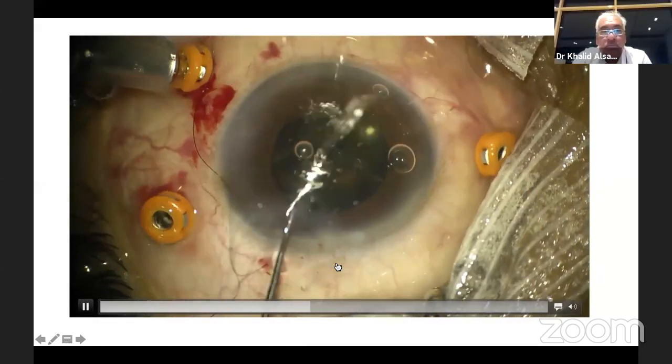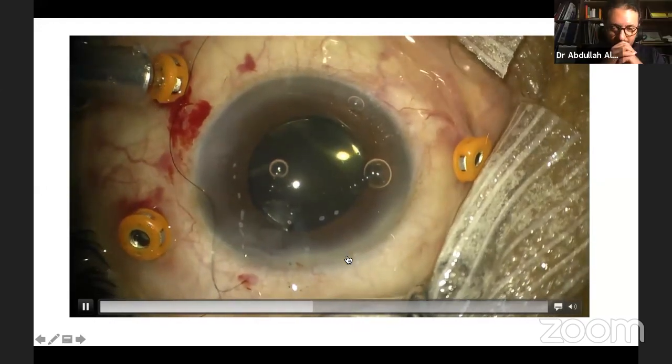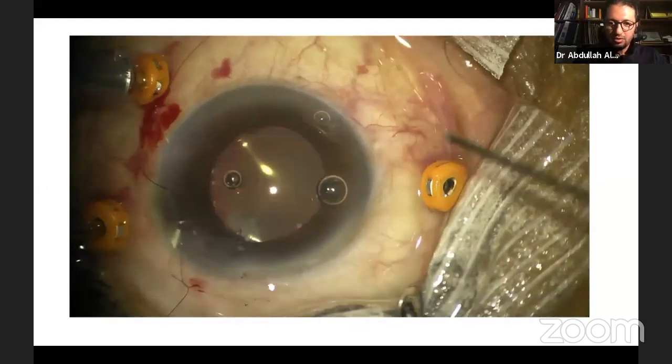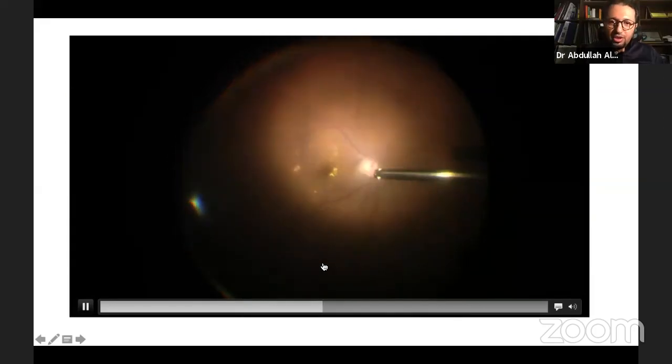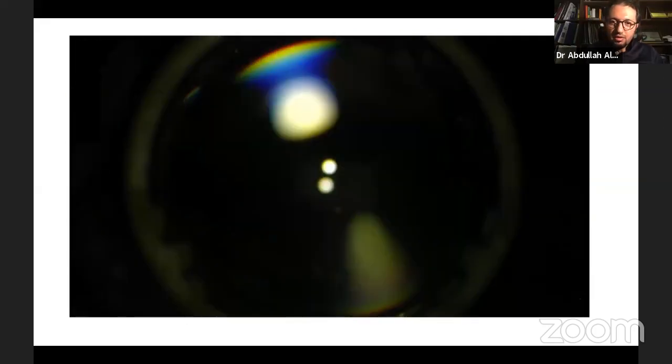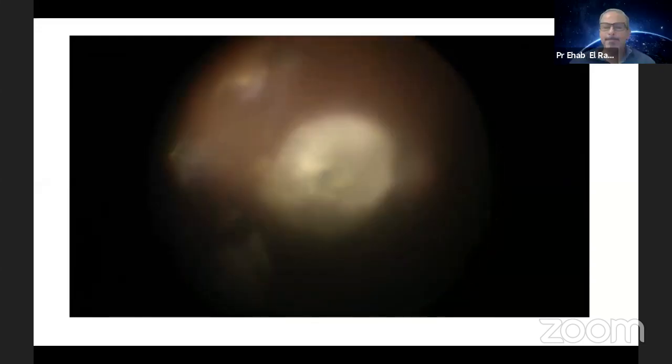Okay. So this is the cataract done. Then we will go down for the vitrectomy, and in that case, after staining and removing the vitreous, unfortunately, there is some remnant of the cortex above the macula. Maybe we all see it here.